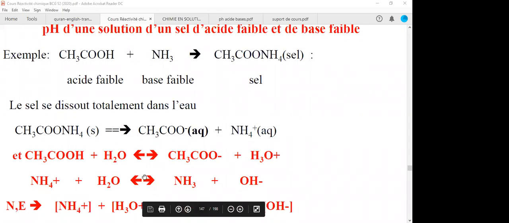So, electric neutrality. Remember that we have to take those that have got positive charges, we add their concentrations, and it will be equal to the concentration of those that have got negative charges. So from these equations, we have the concentration of NH4 plus plus the concentration of H3O plus is equal to the concentration of those that have got a negative sign, which is the conjugate base plus hydroxide.